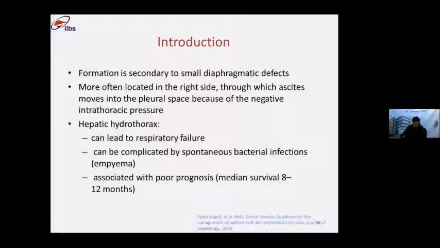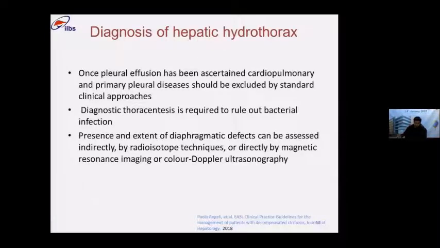Hepatic hydrothorax can lead to respiratory failure and can be complicated by spontaneous bacterial infections and is associated with poor prognosis, median survival of 8 to 12 months. So diagnosis: once pleural effusion has been ascertained, cardiopulmonary and primary pleural disease should be excluded by standard clinical approaches. Diagnostic thoracentesis is required to rule out bacterial infections.